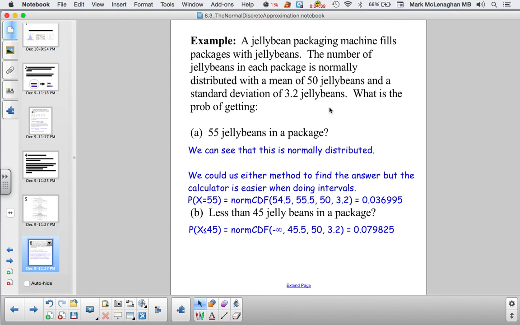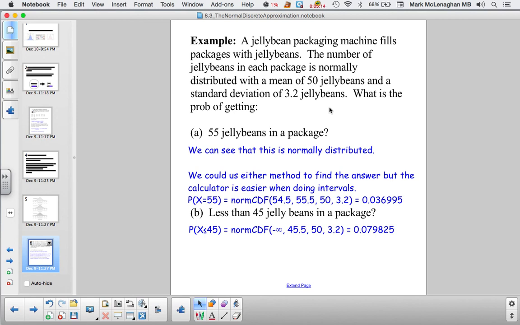As we said, this is normally distributed. We can either use the table method or the calculator method. I'm going to use the calculator method just because the interval works a little bit better. So here we have the norm CDF again, 54.5 to 55.5, 50 is your mean, 3.2 is your standard deviation, and that gives us about 3.6% probability that a package will have exactly 55 jelly beans in it.